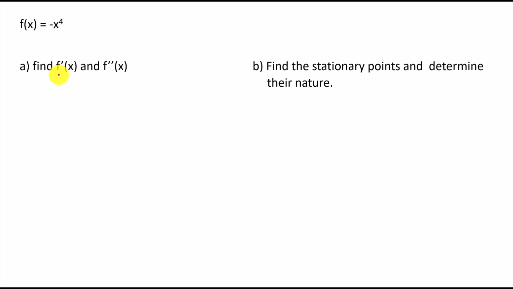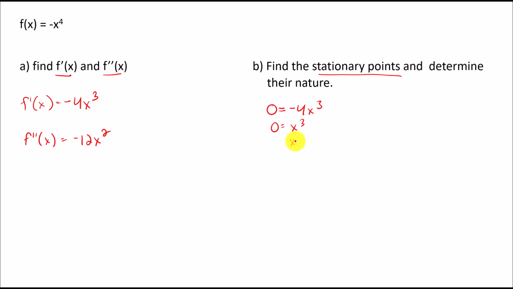Okay, so again, we're asked to find f prime and f double prime. So f prime is equal to negative 4x cubed. F double prime is equal to negative 12x squared. I need stationary points, or in this case, the x values is what we're going to find of the stationary points. So I set the first derivative equal to 0. And obviously I can divide by negative 4, but I'm just going to get 0 equals x cubed, so x equals 0. That's my only stationary point.